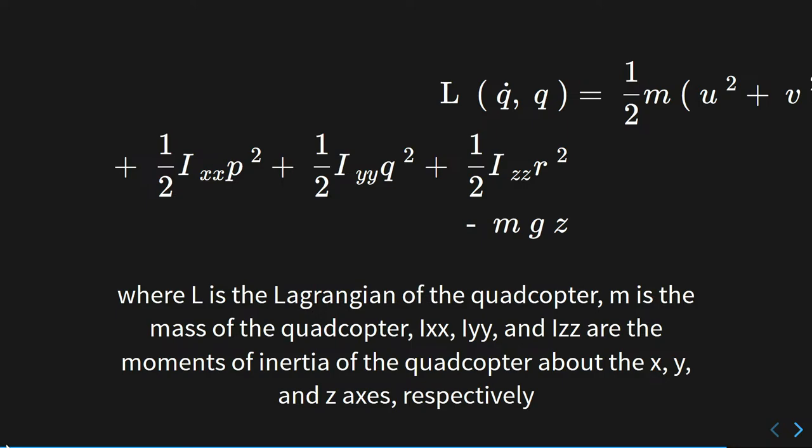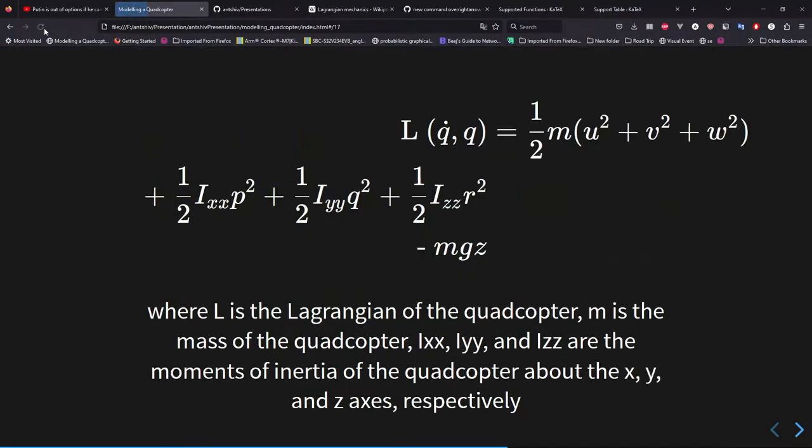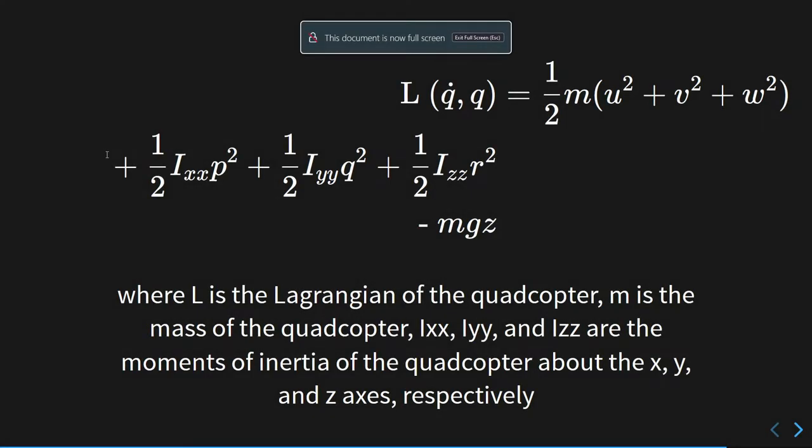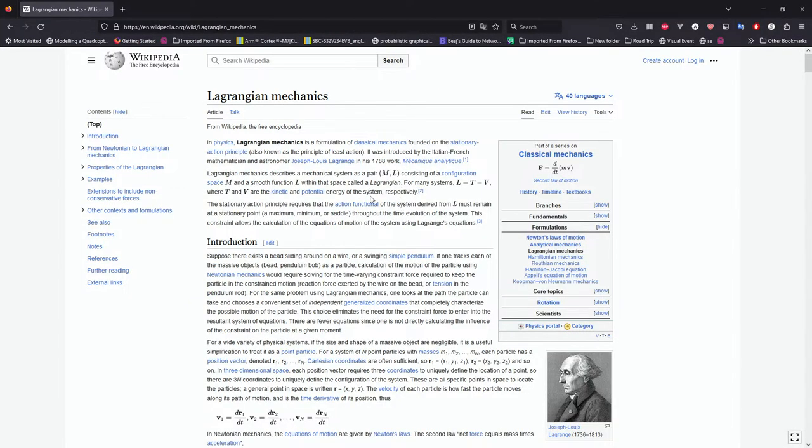Okay, so now let's get into some Lagrangian physics. So what is Lagrangian physics or math? Let's go to Wikipedia just to get a notion of what it is. The whole idea is that you are basically trying to create T minus V, where T is the kinetic energy and V is the potential energy of the system. So you're taking the kinetic energy and subtracting the potential energy of the system, which will give you the Lagrangian mechanics.